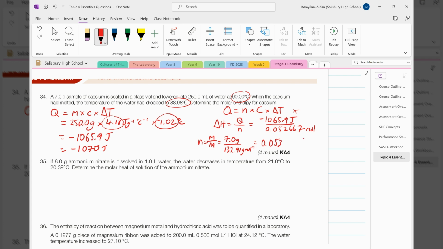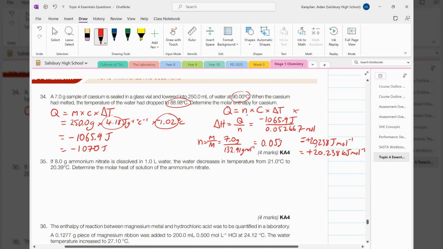And that will give us our final answer: 1065.9 divided by 0.052667, which gives us a delta H. This is energy that's been absorbed by cesium to make this happen, so that would be positive 20,238 joules per mole, which we can correct to 20.238 kilojoules per mole.